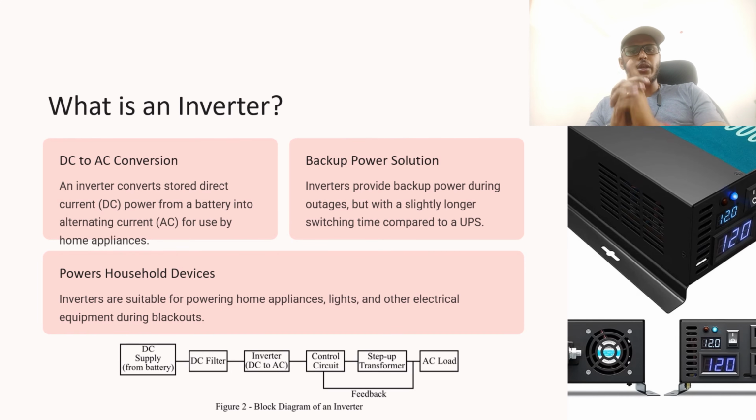Wherever you require a continuous operation without any interruption, you are supposed to use a UPS, or else you can go for an inverter in that case. So that is what is explained here. Powers household devices: inverters are suitable for powering home appliances, lights and other electrical equipment during blackouts.